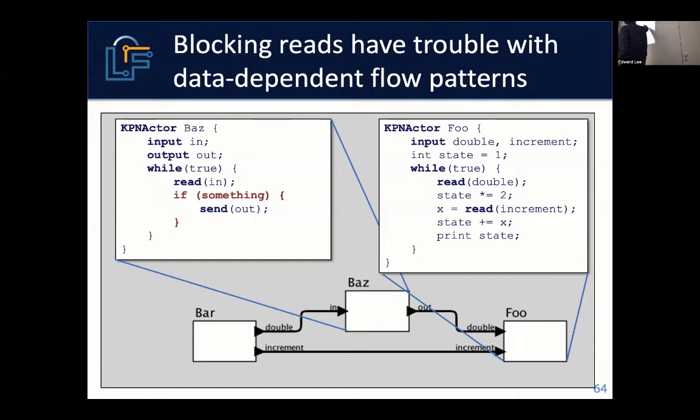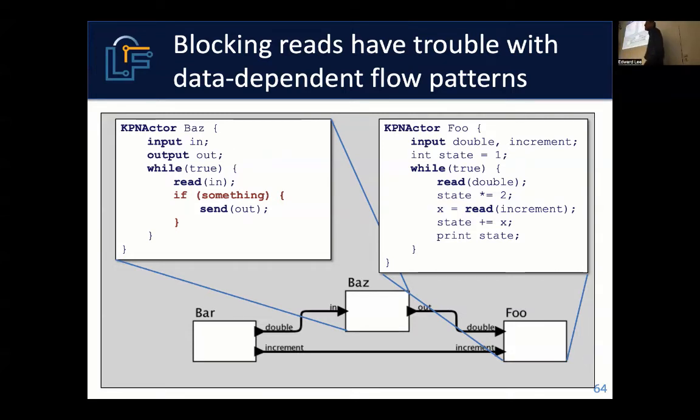If you have blocking reads, so this guy has to block whenever it calls read, then you have a problem. Suppose that you again have this scenario where this guy, when it receives an input, may or may not produce an output. So it checks some condition and it doesn't produce the output if that condition is not satisfied. Then should this guy do a blocking read? It could get stuck on this read and not be able to progress because that guy decided not to produce an output.